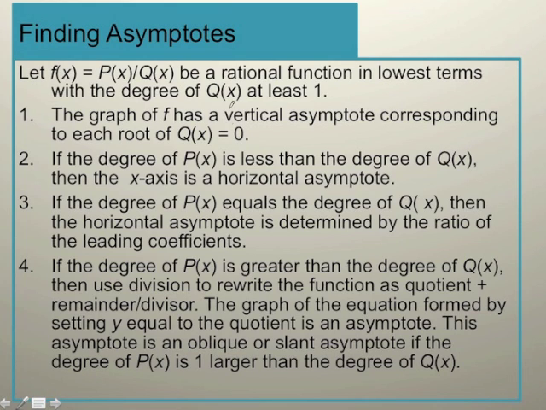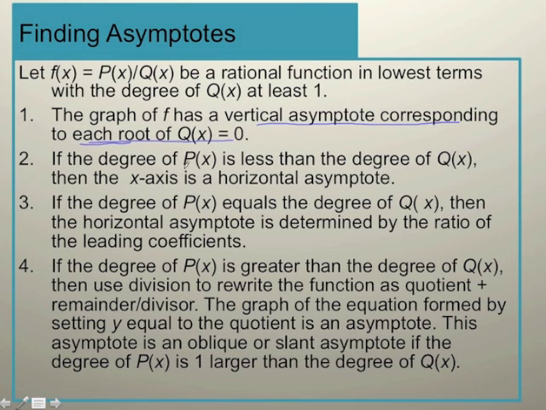Now finding those asymptotes. Again, we've got f of x equals P of x divided by Q of x as a rational function in lowest terms with the degree of Q of x at least 1. So you have to have an x in the denominator. The graph has a vertical asymptote corresponding to each root of Q of x equals 0. Now it's each root, so you may have more than one vertical asymptote.